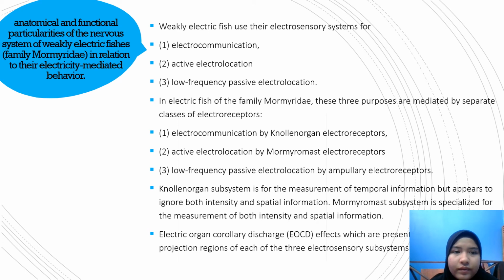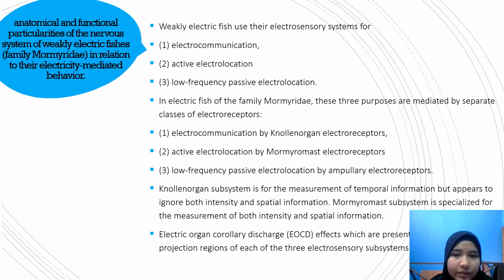Continue on with anatomical and functional particularities of the nervous system of weakly electric fish in relation to their electricity-mediated behavior. Weakly electric fish use the electrosensory system for 1. Electrocommunication, 2. Active electrolocation, and 3. Low-frequency passive electrolocation.